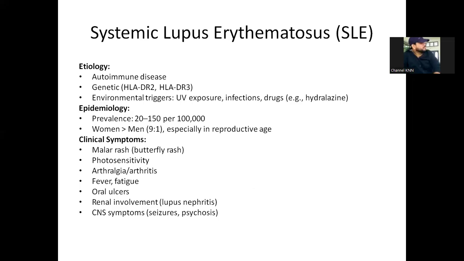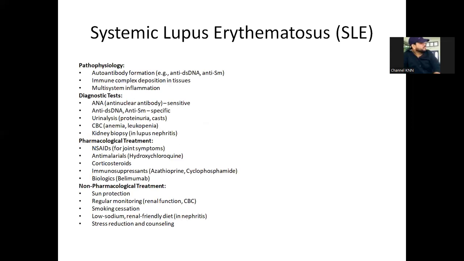Clinical symptoms are malar rash. Malar rash is also called butterfly rash. Others are photosensitivity, arthralgia, that is joint pain, fever, oral ulcers, renal involvement, and CNS symptoms like seizures and psychosis. Pathophysiology: mainly it is due to autoantibody formation, immune complex deposition, and multi-system inflammation.